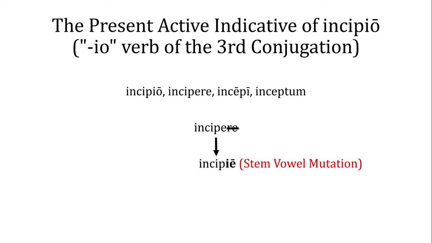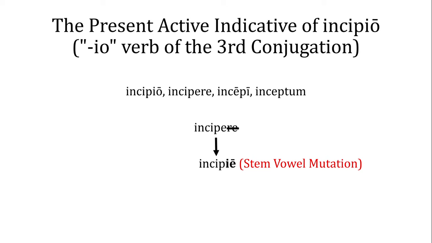Now we're going to go to the IO verb of the third conjugation, or the I stem. And the model verb here is incipio, incipere, incepi, inceptum. All right? So this one is pretty tricky. I'm going to let my daughter explain this one.